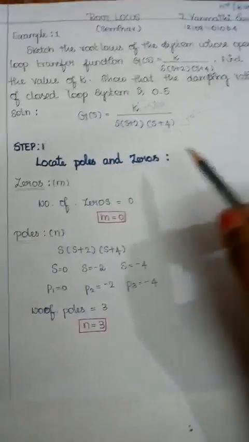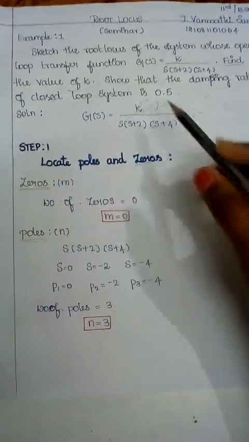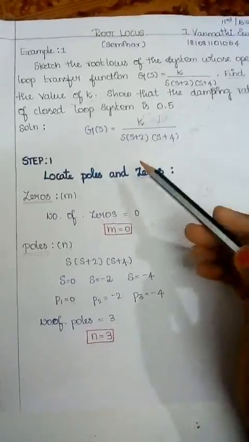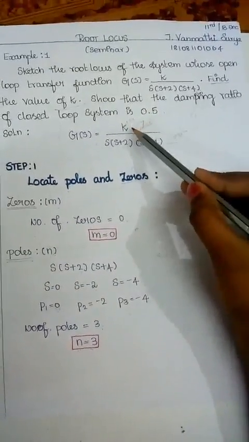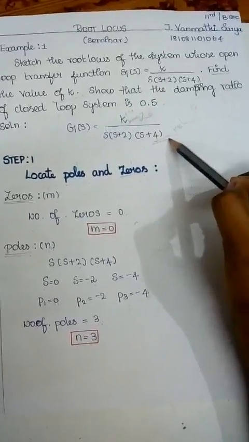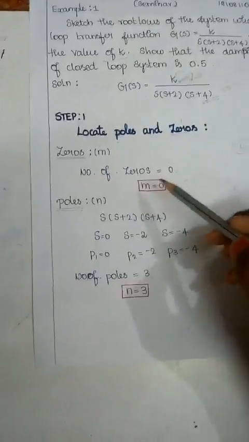For this problem there are 6 steps to complete and find the answers. First step, locate poles and zeros. We take the numerator and denominator: numerator as zeros, denominator as poles. There is no term in the numerator, so m is 0.